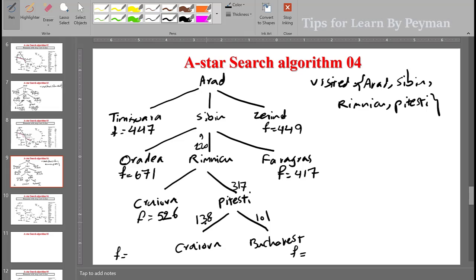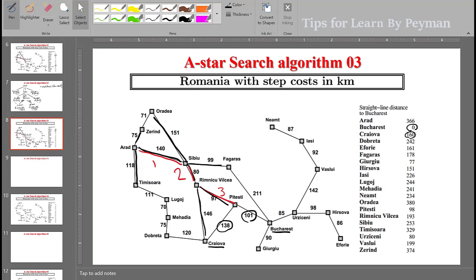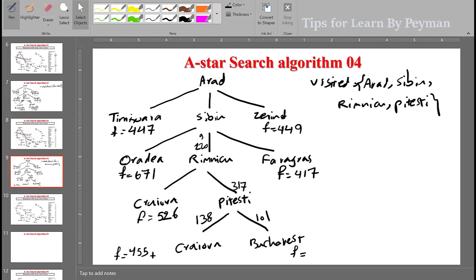So the F value would be, I should sum the 317 plus 138. It would be 455 plus the H value for this would be 160. So I write 160 here. And for Bucharest it is 418 plus, because it is the destination or our goal node, it is 0.